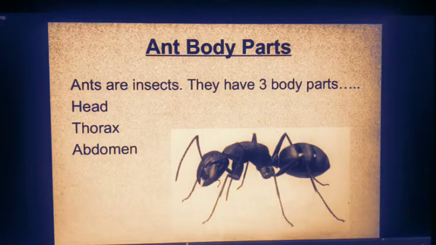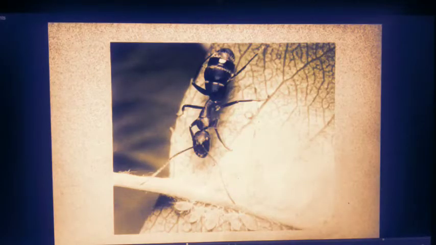First, let us know some facts about the tiny teacher. Ants are insects. They have three parts: head, thorax, abdomen. We have a slide on the ant.